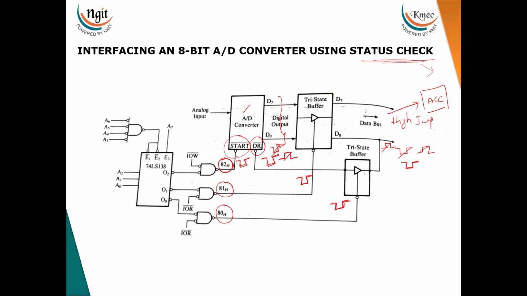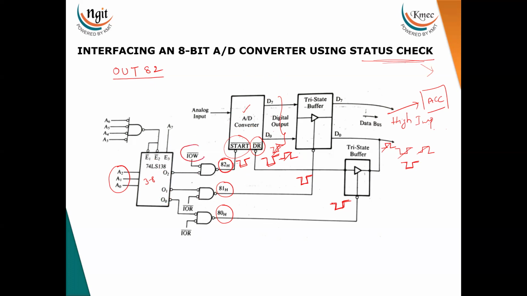Now in this case, the microprocessor giving the start signal means the processor is writing the signal, that is, OUT 82. When the microprocessor executes this instruction, this 82 data is immediately decoded using the 3 to 8 decoder. The inputs are 3 address bits and it generates 8 outputs. Of those 8 outputs, it takes only 3 outputs for this A to D converter interfacing.